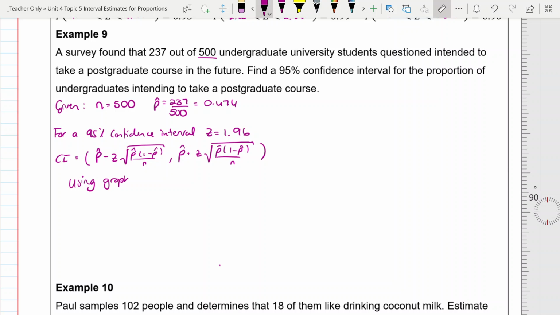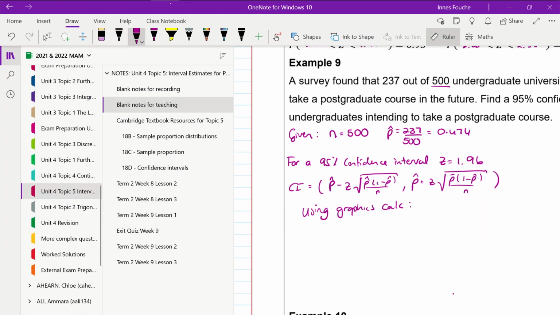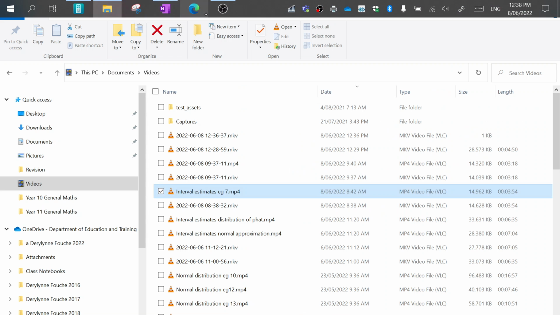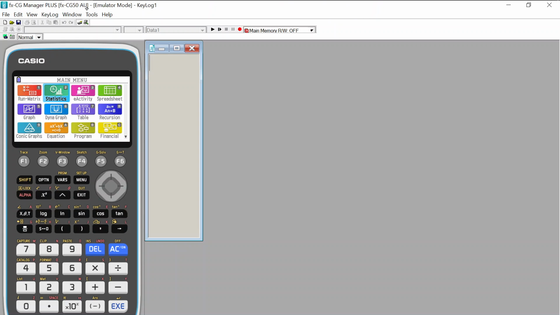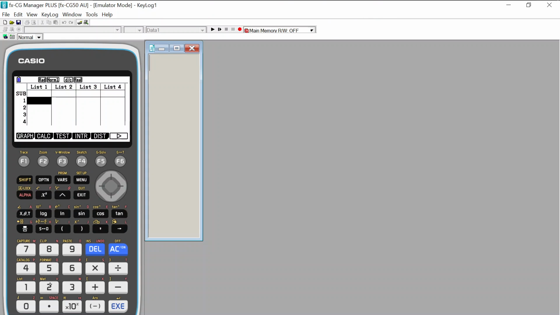using our graphics calculator, and I want to show you how to do that. So I've got my calculator up, and we're going to use our statistics function, and we're going to use INTR, and we're going to use Z for that, and you'll see it says 1-Prop Z for proportions. Okay, and it asks you for your confidence level. In this case, I've got 0.95. My X is going to be 237, and my N is 500.